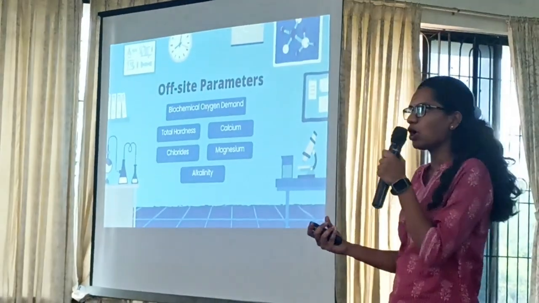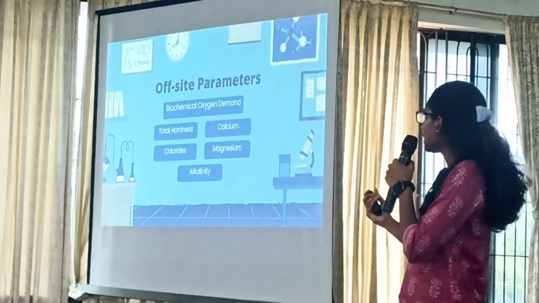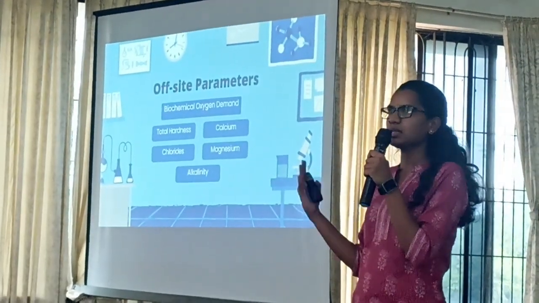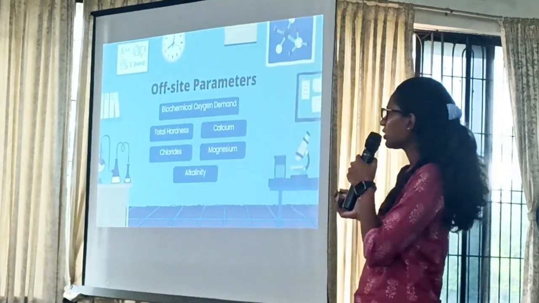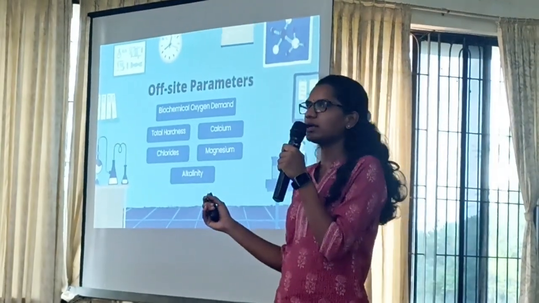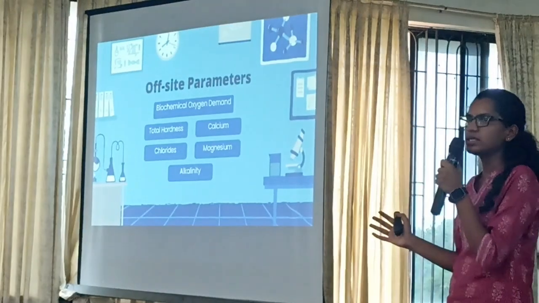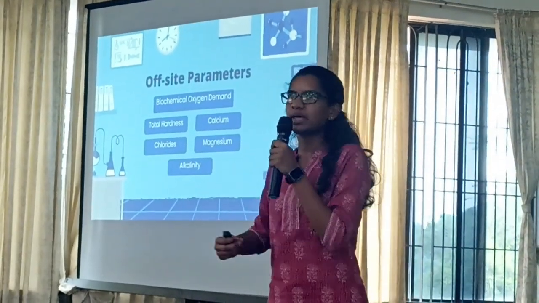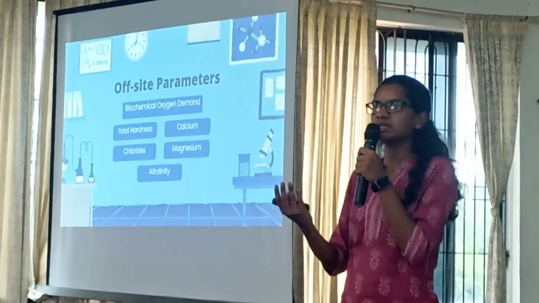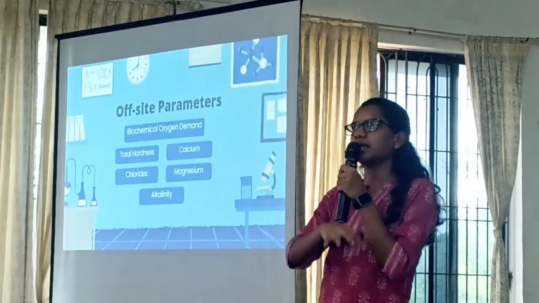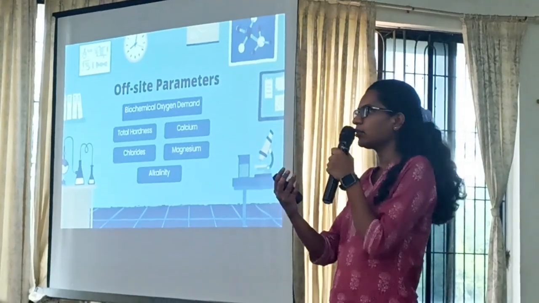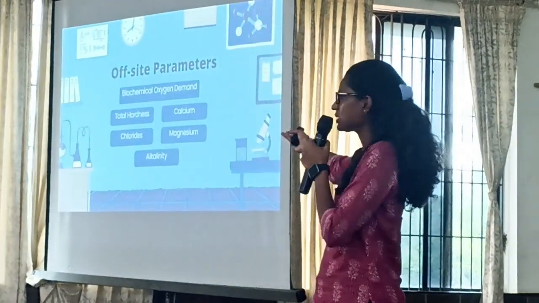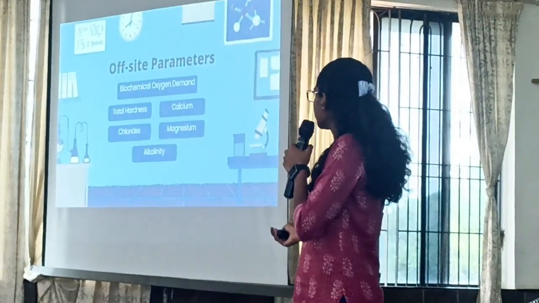The next is offsite parameters. These are the parameters that we will be analyzing in the lab. These include biochemical oxygen demand, total hardness, calcium, chlorides, magnesium and alkalinity. Since you can analyze even more parameters, such as phosphates, nitrates and other heavy metal estimation can be done by you in the lab. These are the basic 6 that I have written.